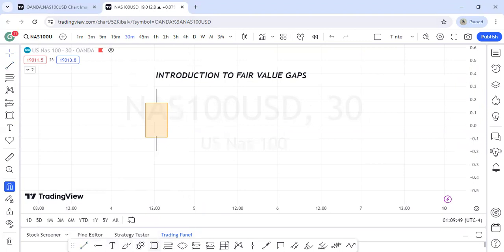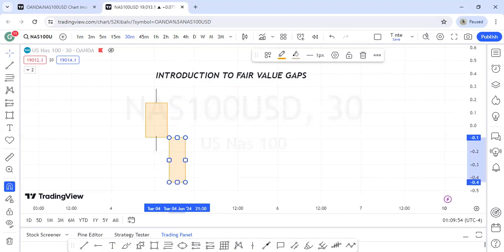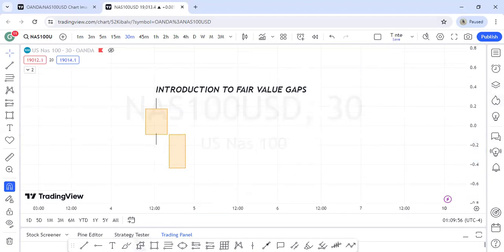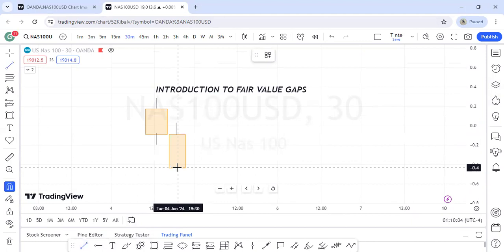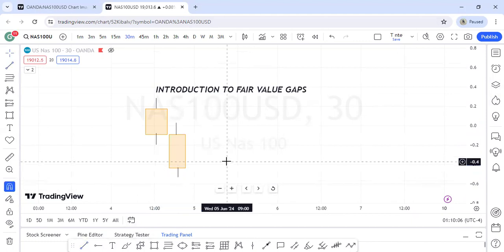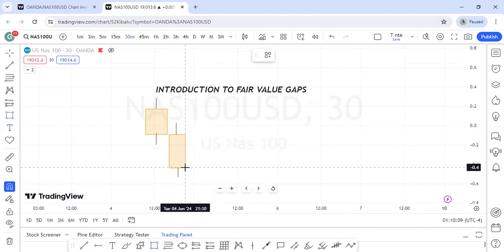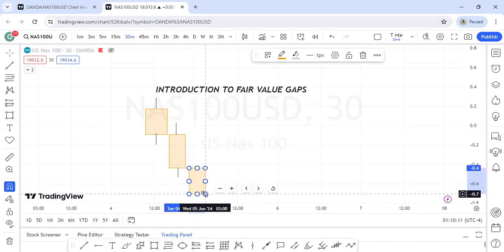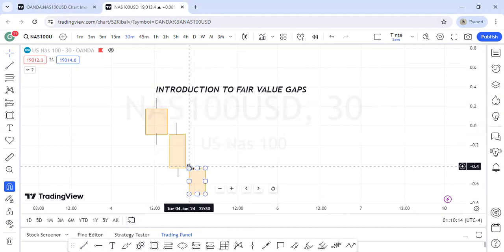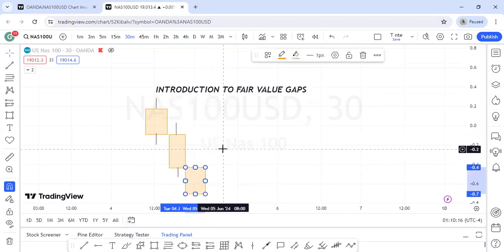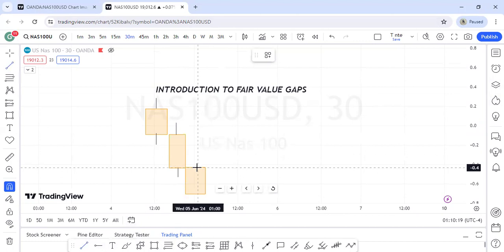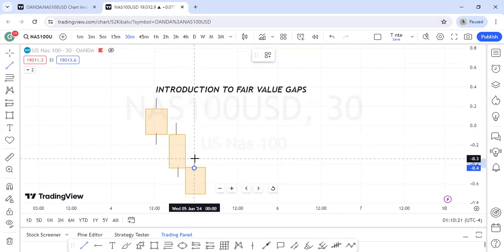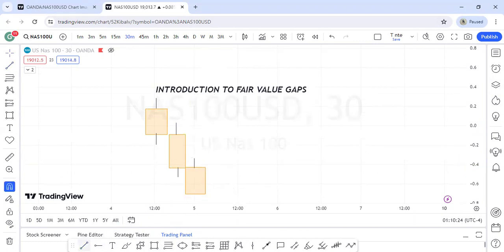Then you would find the next candle print, right? And this candle also forms a high and low. And now you have the high and low of the next candle, and then you'll find another candle here. So a fair value gap requires three candles to print. That's the first thing you must understand. So you see your third candle here. This is the high of the candle, and that is the low of the candle.